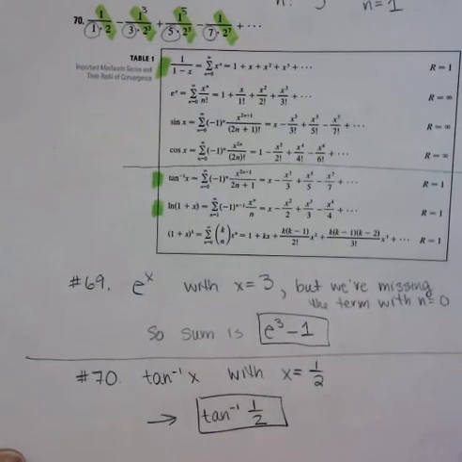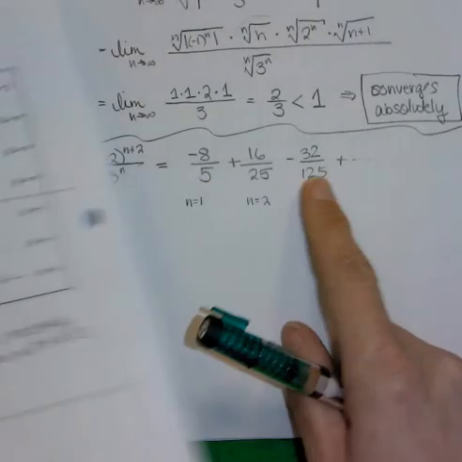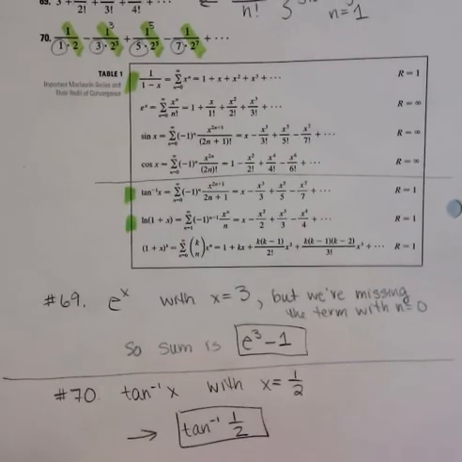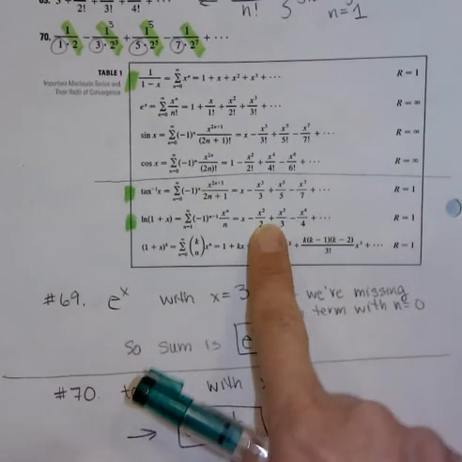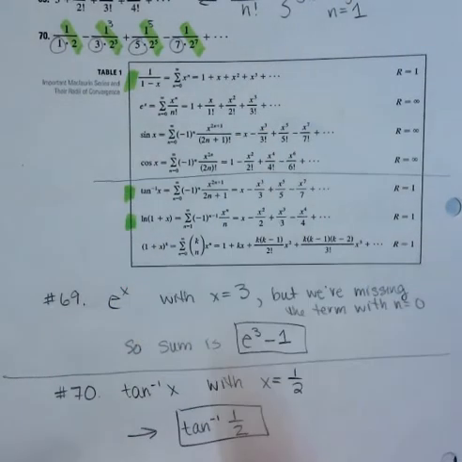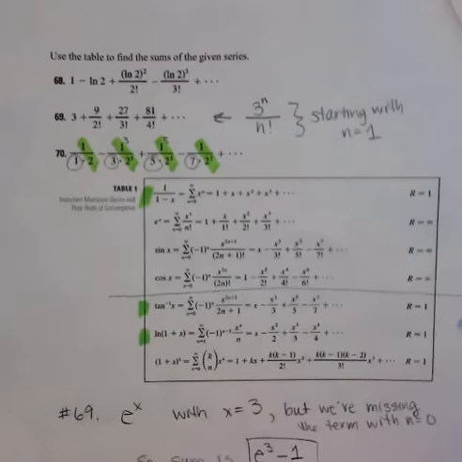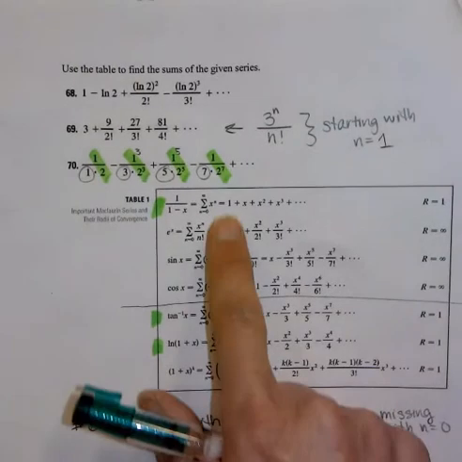Well, there are no factorials in the denominator. It's just powers of 5 in the denominator. So it can't be anything with factorials. It's not 3, 5, 7. So it really doesn't necessarily look like any one of these. This one doesn't even have a denominator.